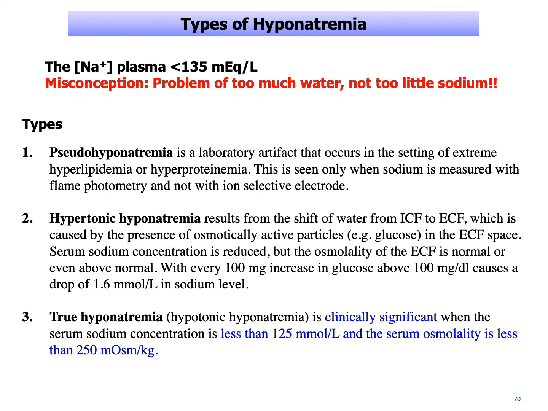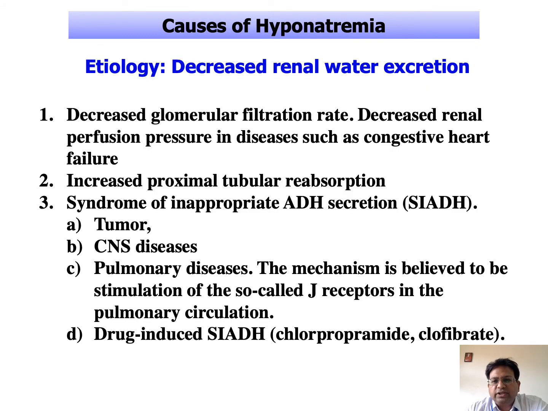Hypotonic hyponatremia is clinically significant when the serum sodium concentration is less than 125 millimole per liter and the serum osmolality is less than 250 milliosmol per kilogram. Here we are seeing the various causes of hyponatremia. The main etiology is decreased renal water excretion due to various causes.